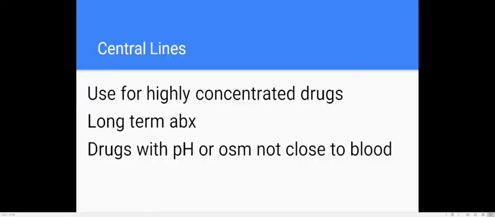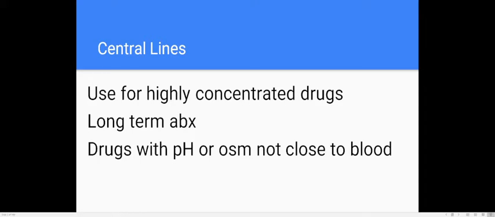So first up is central lines and pretty much when you use them. They're used for highly concentrated drugs. If it's something too concentrated, you don't want to put it in a peripheral line. Also for long-term antibiotics, that's what ABX means. You'll see this abbreviation a lot. Or if the drug has a pH or osmolarity that's not close to the blood, for some reason a central line works better for it. I'm honestly not 100% sure what the reasoning is for that, but that's just something I was taught.